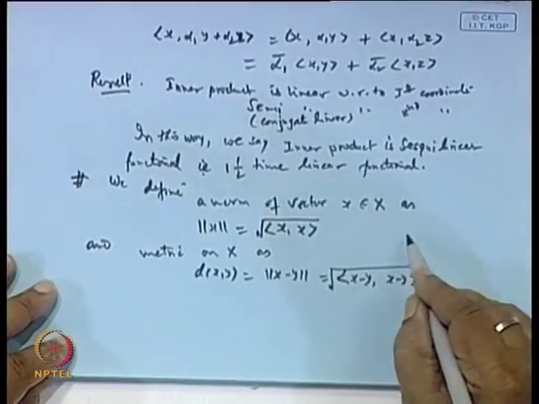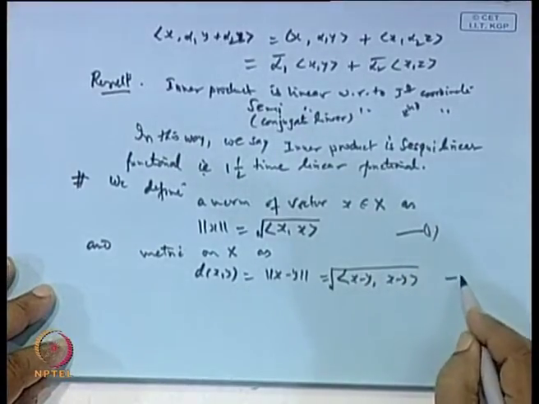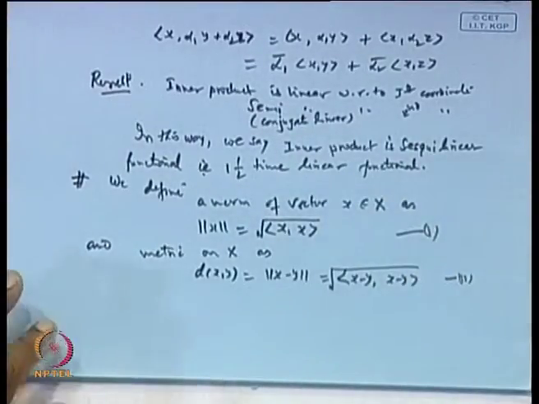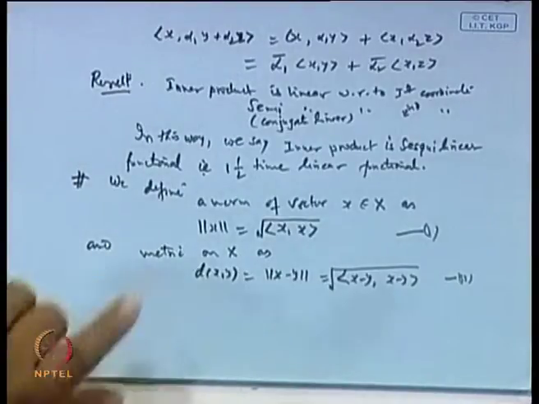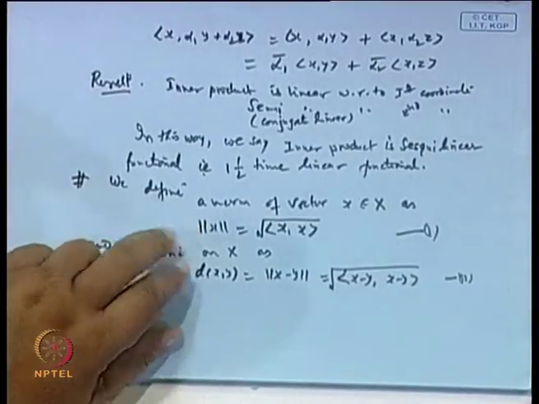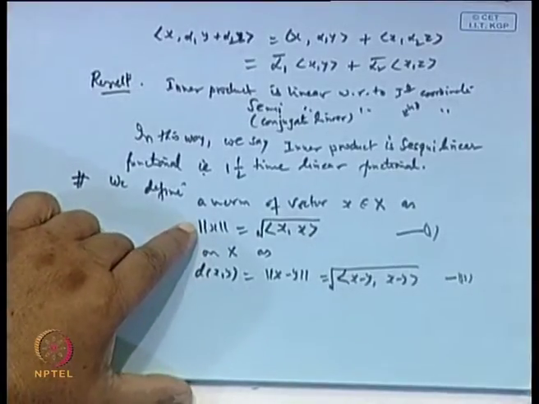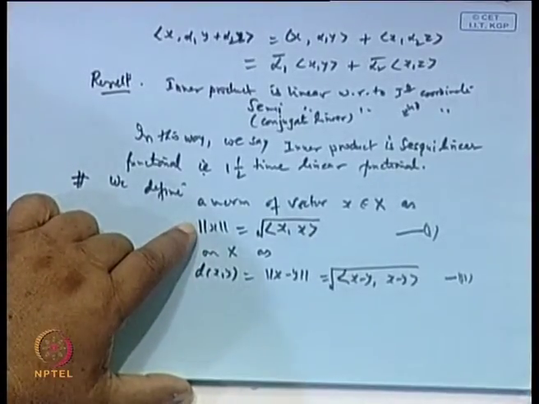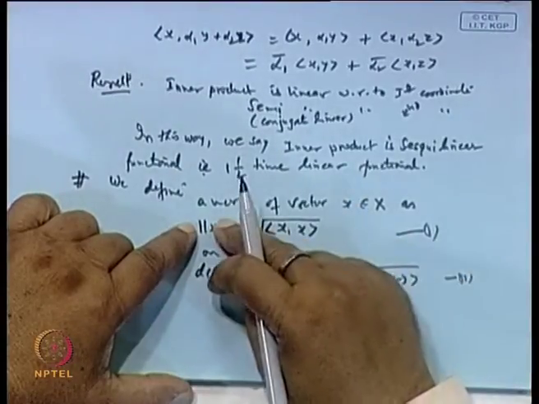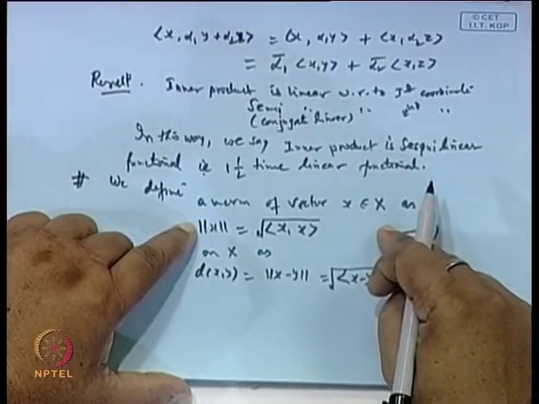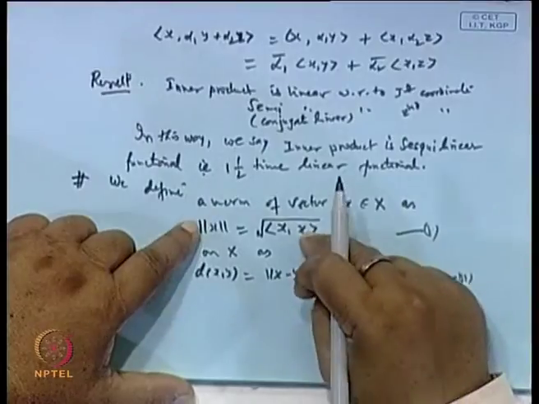We will verify that this is a norm, and this gives you the metric on x. Clear? All the conditions of the norm will be satisfied, except the last one, triangular inequality. We require a Schwarz inequality before establishing that the triangular inequality is satisfied. So, we will see it later.